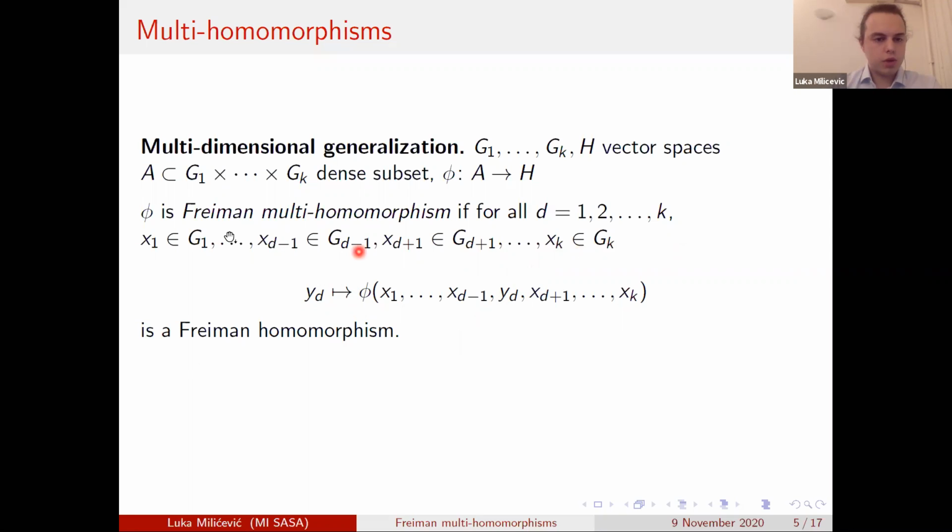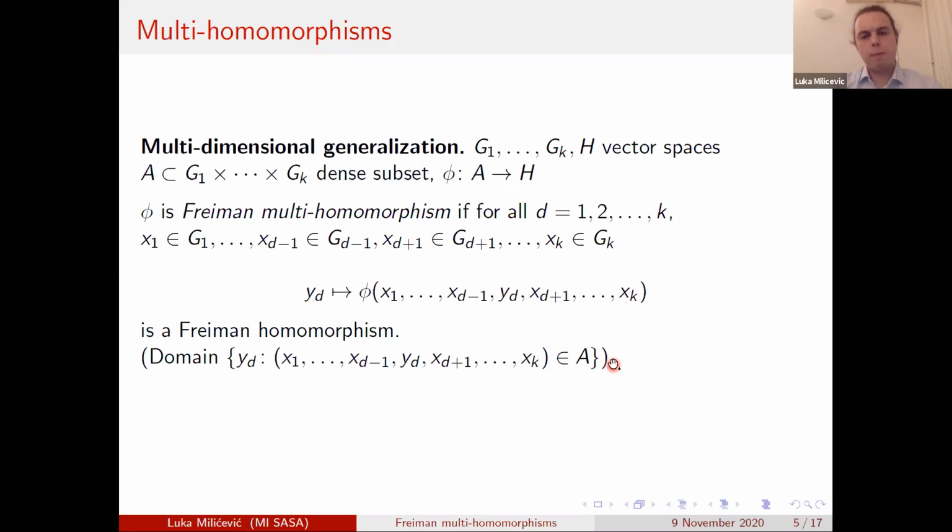And thus we require that these induced maps are Freiman homomorphisms. So just to be clear here, I didn't specify the domain of this induced function, but it's the reasonable thing. So you simply take all possible YDs such that the K tuple that you get lives inside A, so that the phi value is simply defined at the K tuple.